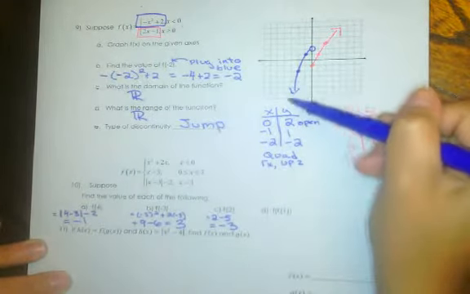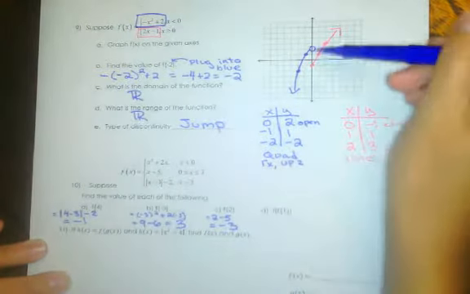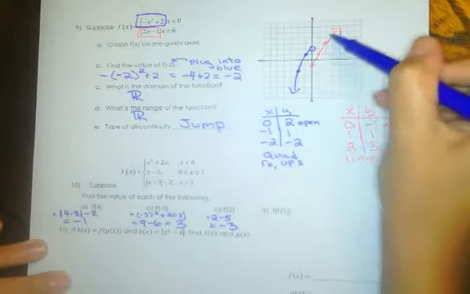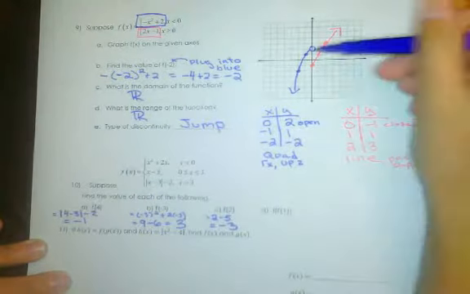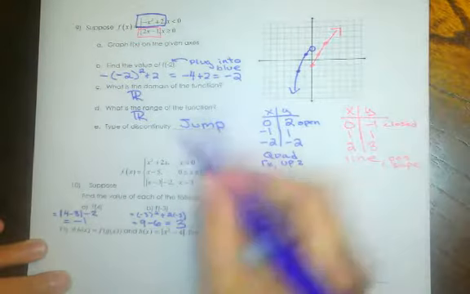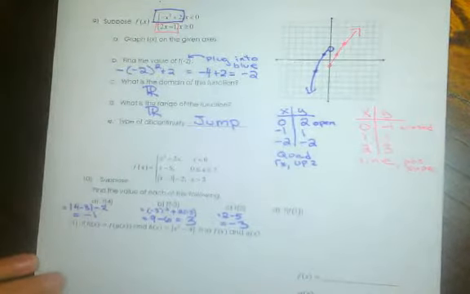The domain, this is opening to the left forever. This is headed to the right forever, so your domain is all real numbers. This piece is headed down forever. This piece is headed up forever with no gaps in the range, so that's also all real numbers. Whenever you have a jump in y values like that, that is called a jump discontinuity. So we've got that one graphed.